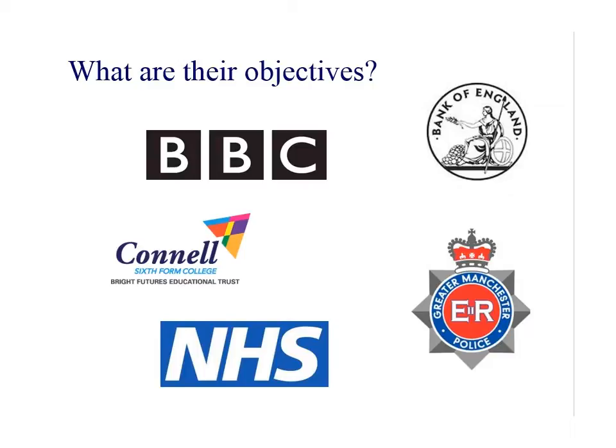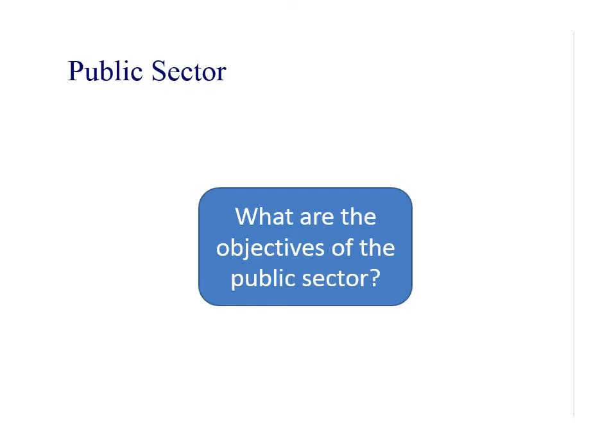So sometimes it's just good to look at each one of them individually and say, well, what are they trying to achieve? So the Bank of England are trying to achieve price stability, so control inflation, whereas Greater Manchester Police might be trying to make sure that people in Manchester are upholding the law and solve any kind of disputes, and so on and so on. It's really good to look at individual examples when we're looking at those objectives.